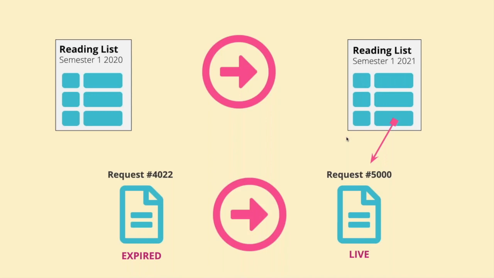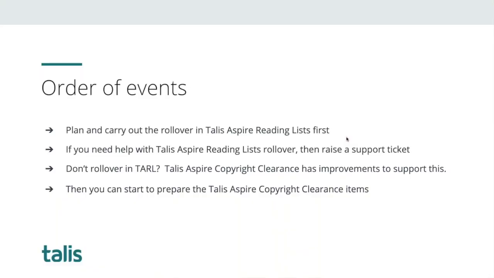So the order of events, as you've seen, we do recommend that you plan out to carry rollover. If you do plan to roll over in your reading lists, you do that first. Just a reminder that if you need help with rollover in reading lists, or if you want to talk about it, raise a support ticket, we're happy to help. If you don't roll over in your reading lists, you can go straight to copyright clearance at any point in time.